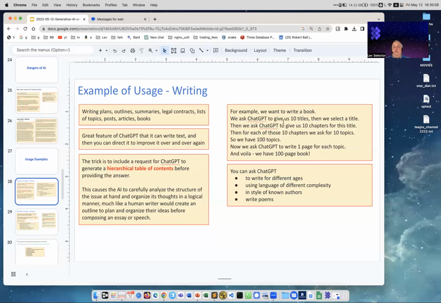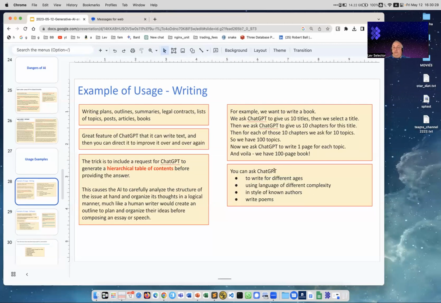For example, you want to write a book, you ask ChatGPT to give titles, let's say 10 titles, you select the one you like. Then you ask ChatGPT to give 10 chapters, the main topics of the book. Then for each of those topics, you ask for, let's say, 10 subtopics. And then after going back and forth a little bit with ChatGPT, you ask it to write each subtopic. And here you have a book.